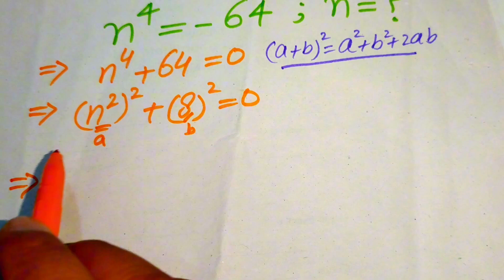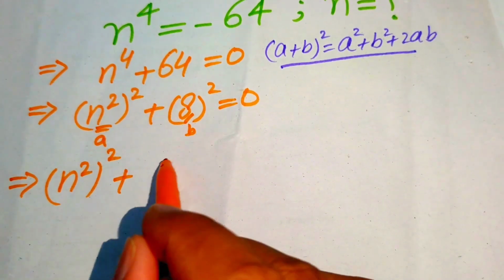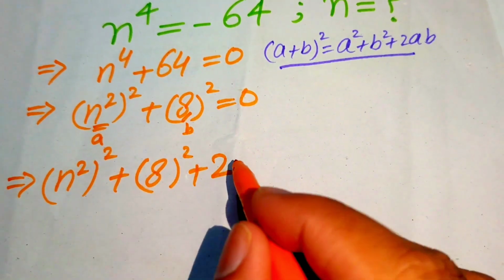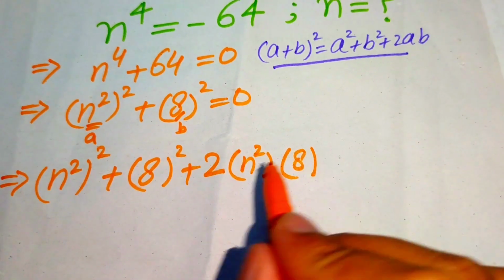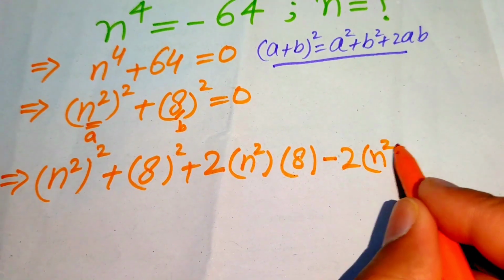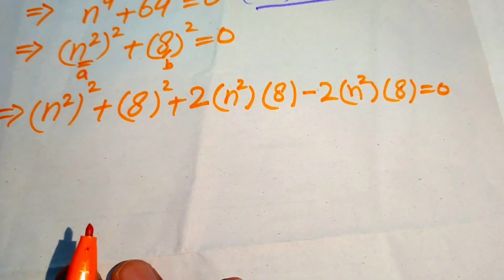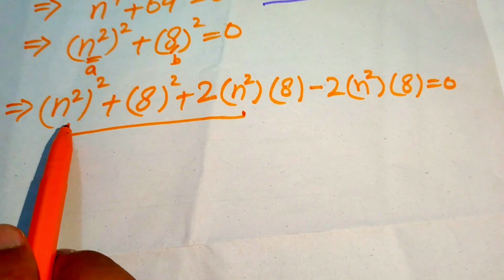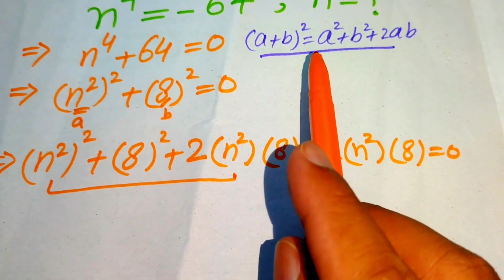So we write its left hand side as n square and its whole square plus 8 square and plus 2 times of ab. So here our a is n square and b is 8, and we add this and we subtract this term also. So we have minus 2 times of n square into 8 equals to 0. So now in the next step, we focus on these terms, and you see here we have a square plus b square plus 2 times of ab. So it will give us this nice square identity.